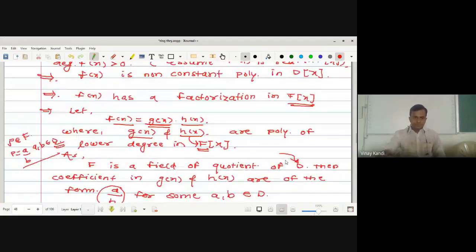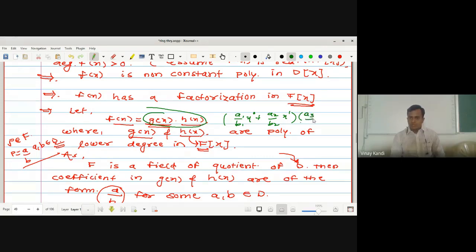आता यात काय होईल? या f of x आणि g of x मध्ये, g of x आणि h of x मधला प्रत्येक कोएफिशियंट कसा असेल? माझा a upon b या फॉर्म मध्ये असेल. ओके, x into a1 upon b1, समजा हा माझा x raised to 0, a2 upon b2 into x raised to 1, हा समजा माझा g of x असेल. आणि हा h चा कोएफिशियंट कसा असेल? समजा a3 upon b3 into x raised to 0, आणि हा a4 upon b4, x raised to 1.